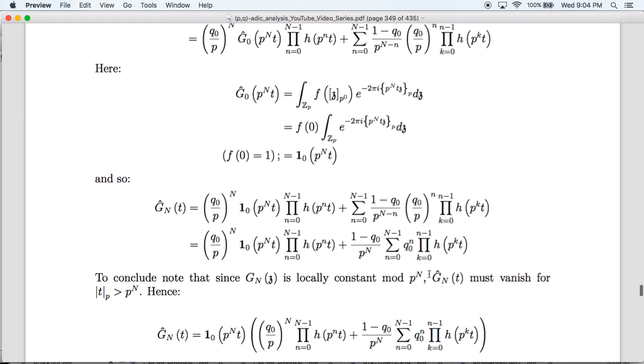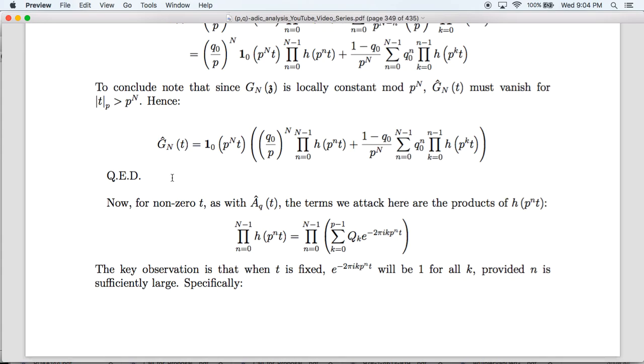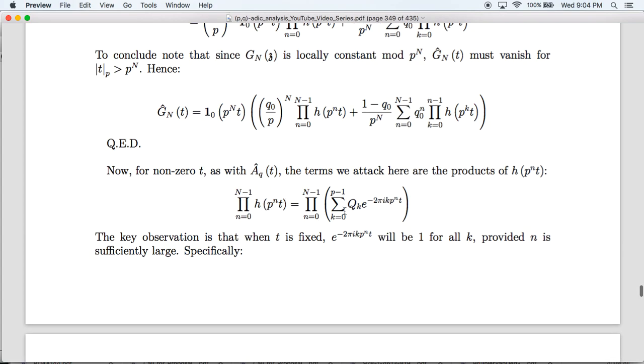And then to finish, we note that since g_n is locally constant mod p to the n, its Fourier transform has to vanish for t bigger than p to the big N. And so we can stick in a free indicator of p to the n t, because this is the indicator function for every t which does not satisfy this property. And then that gives us what we want. And so for non-zero t, remember this term right here corresponds to our A_Q hat that we attacked. And the way we attacked it in episode 4 was we observed how it behaved with respect to n when t was fixed. And so in this case, writing this product out, we get the following.